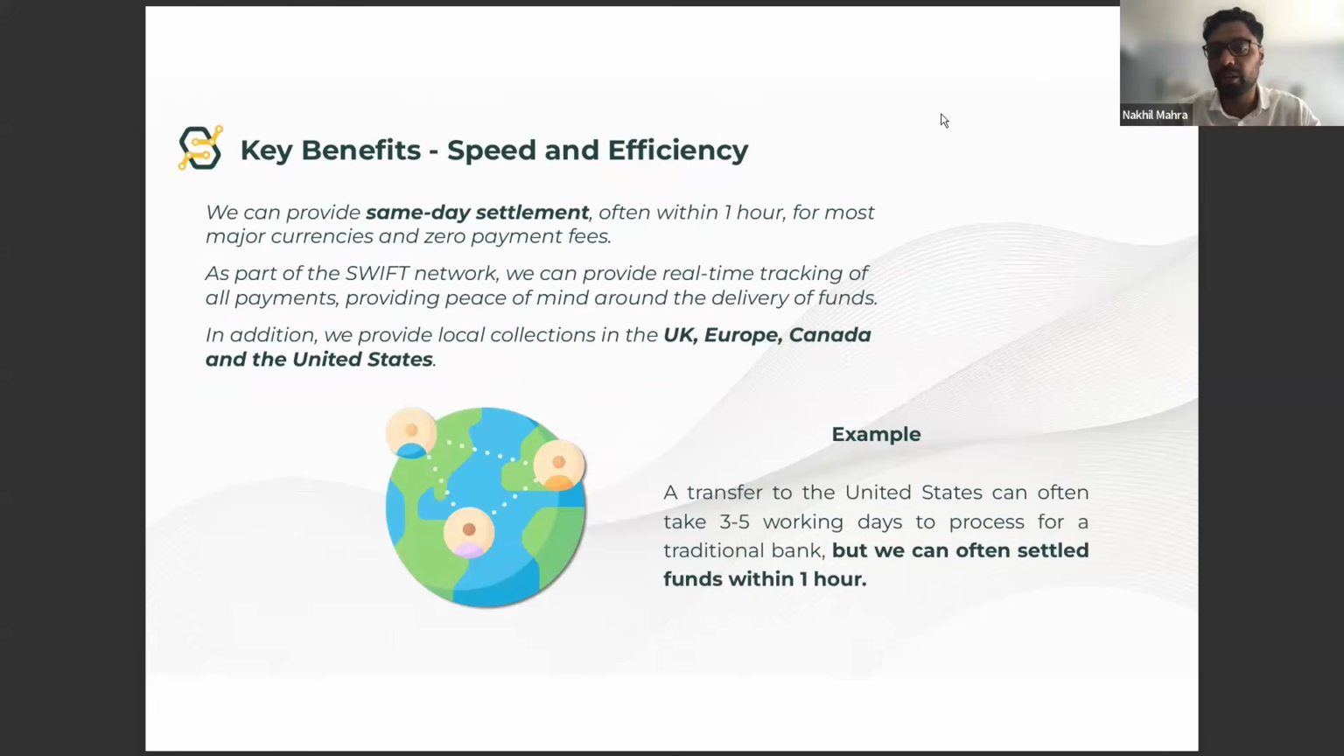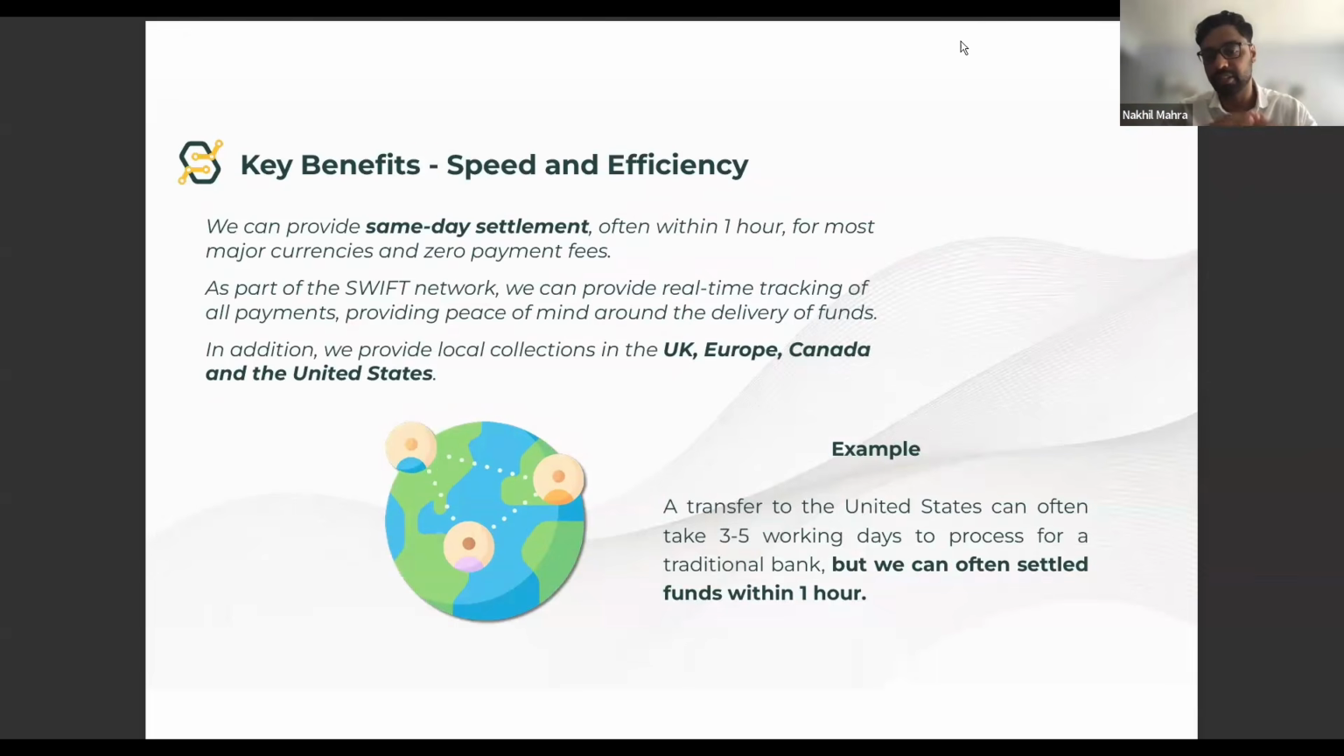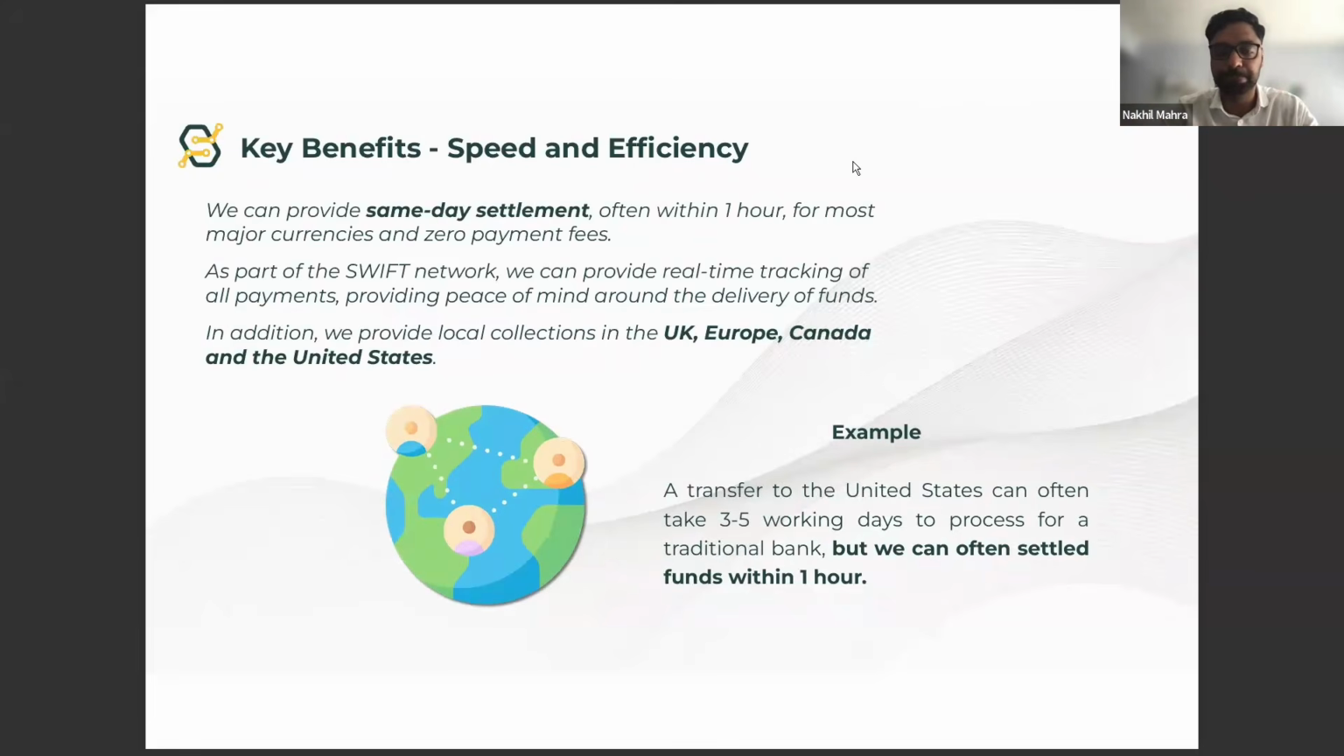So speed and efficiency, we're a lot quicker than traditional banks. We can provide same day settlements within an hour. Most banks can take 3 to 5 working days to clear funds. We're part of the Swift network, so we can provide you real-time tracking of the payment as well. When you create an account with us, you'll have an online login where you can see where your money is, if it's been received or if it's been stuck somewhere. You get the full chain of process on there. And we've got local collection in the UK, Europe, Canada, and the US as well.